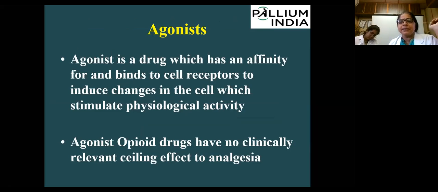And next slide, please. When we talk of agonist, it means this drug has an affinity to this receptor and it will induce changes in the cell, which will then stimulate the physiological activity. So the agonist opioids do not have a ceiling effect to analgesia. And that is the reason we don't need the body weight to start morphine. What we do here is we keep on escalating the dose till you get a dose which gives them good analgesia, or you start getting dose-limiting side effects. That is the reason it does not have a ceiling effect. That is why it is the gold standard in cancer pain or in chronic pain.